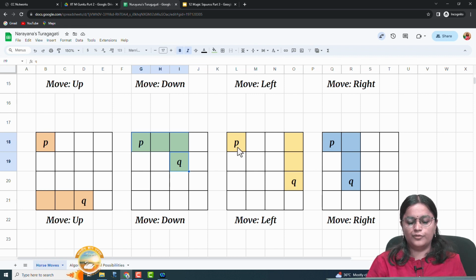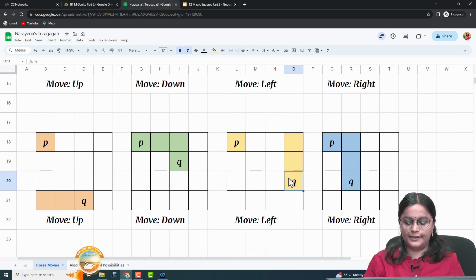In a left move, with P being in the same place as in the other instances we saw, how will we move towards the left? We go 1 left and make 2 moves. Since this is outside the ambit of our magic square, we wrap it around and this is the place for Q which we find. Finally, to move rightward, with P being in the same position, we move 1 step right and go down 2 places. This gives us the horse move for the right.